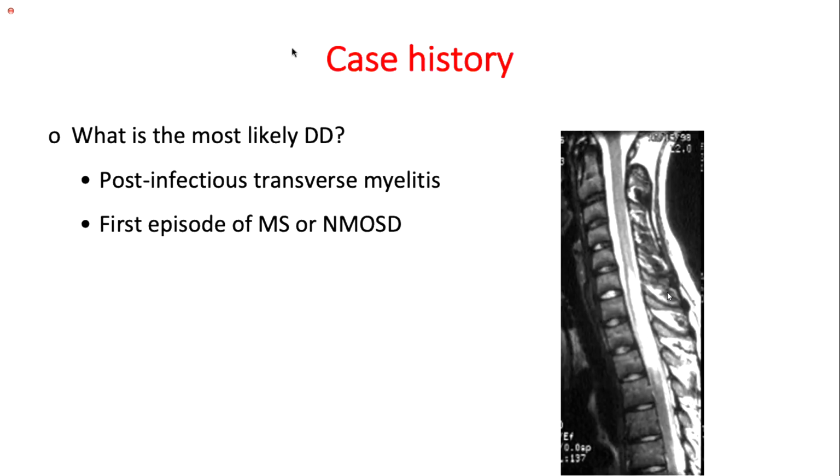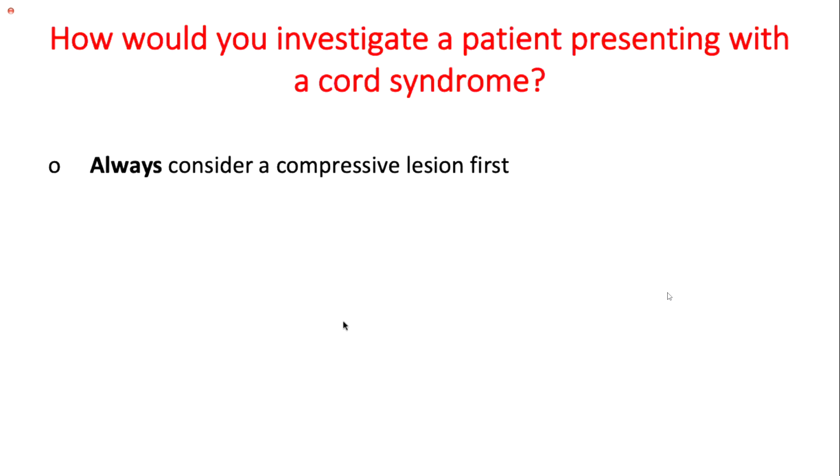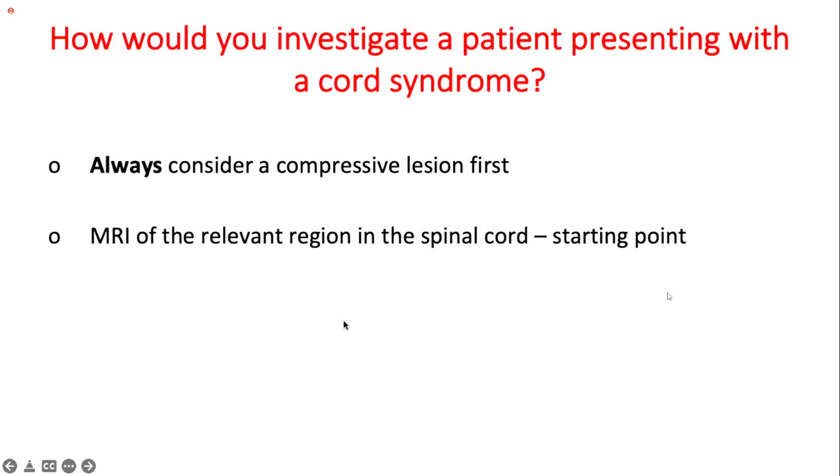Okay. Finally, how would you investigate a patient presenting with a cord syndrome? Again, your take-home message is always consider compressive lesion first, which means you do an MRI. MRI of the relevant region of the spinal cord is your starting point. Now don't ask for whole spine.